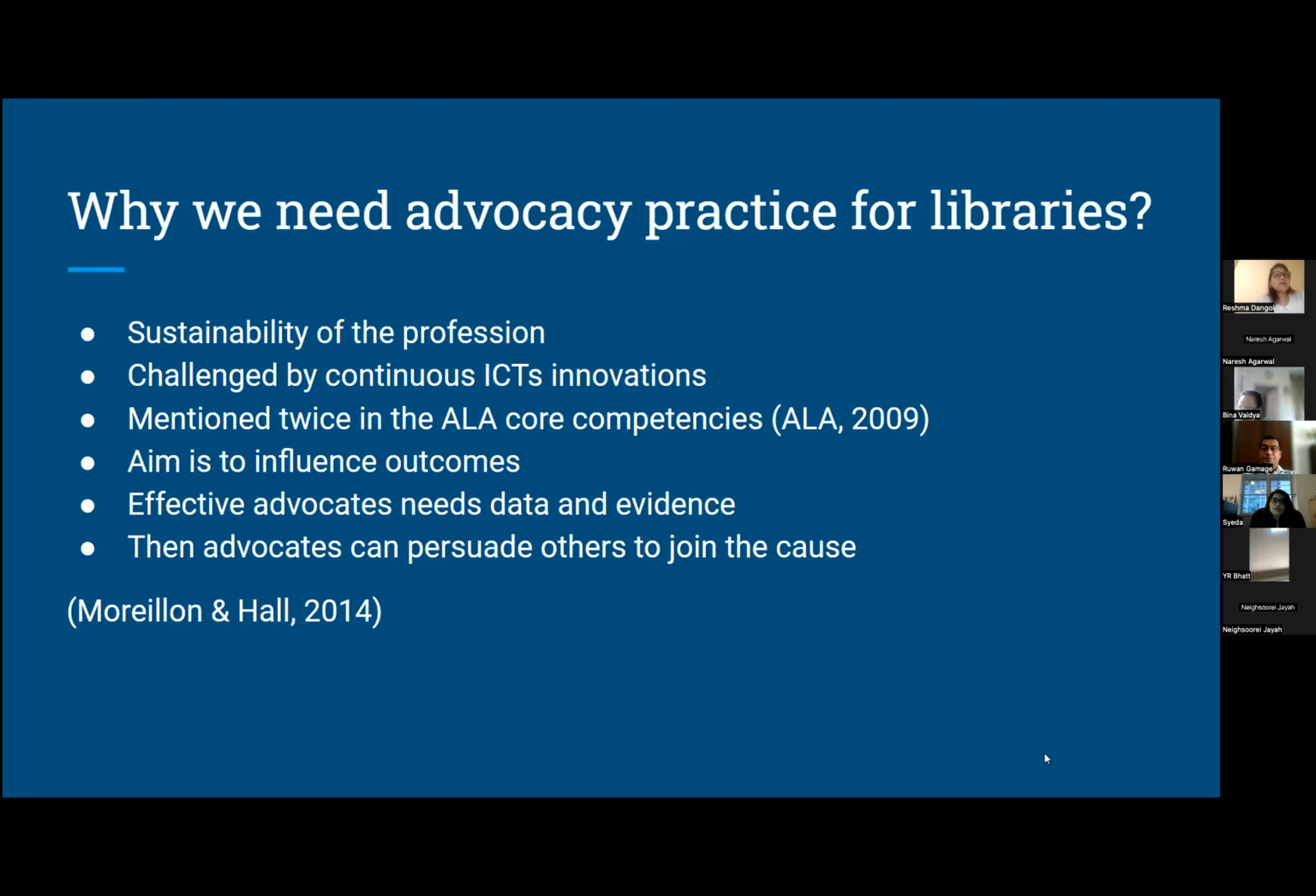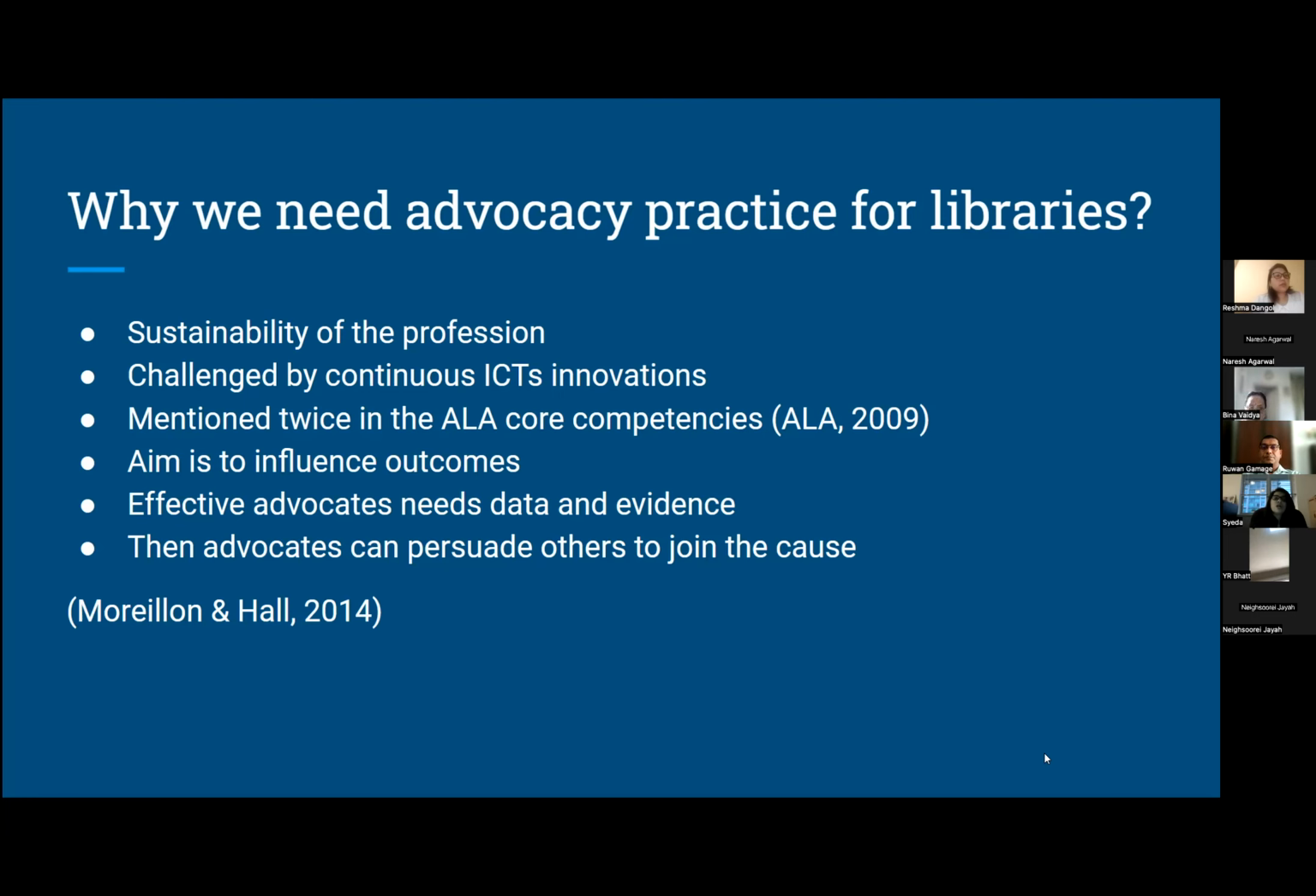I'm also going to highlight that the American Library Association, ALA, has mentioned advocacy twice as a core competency for librarians, specifically for public librarians. And why do we need that? Because it has an influence on our outcomes. Whatever we are doing is going to influence the society and the community we are serving. The purpose of advocacy is to influence outcomes in the form of library services and collections. But if we simply say everybody should come for the libraries, everybody should join hands for library advocacy, that might not be a very healthy formula for library advocacy practice.